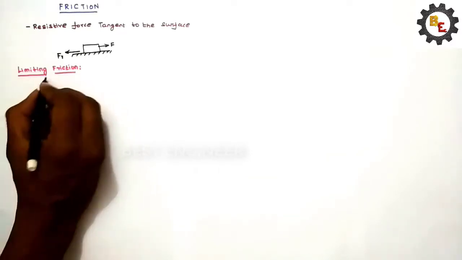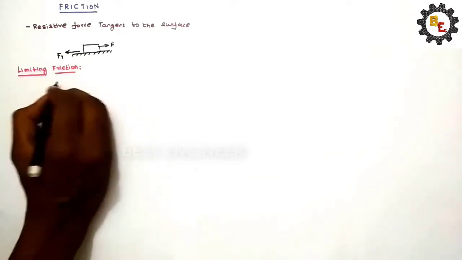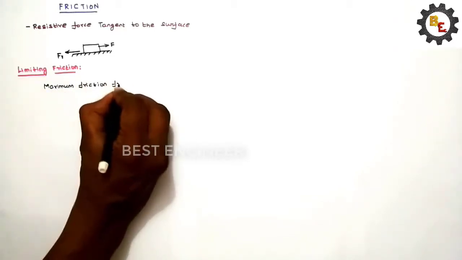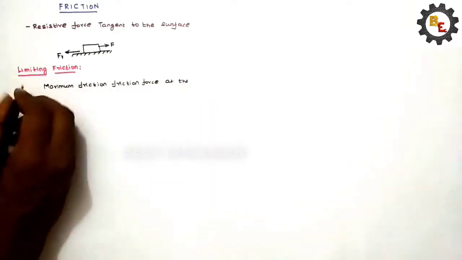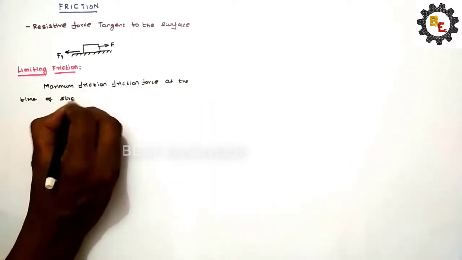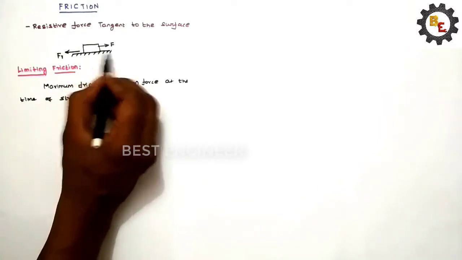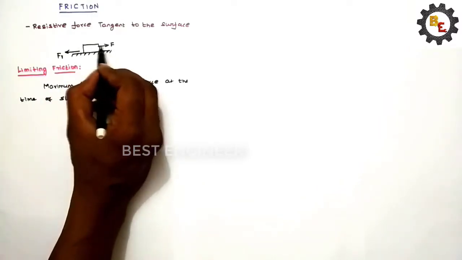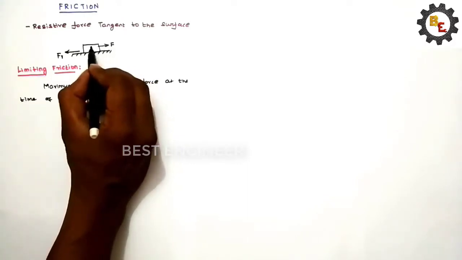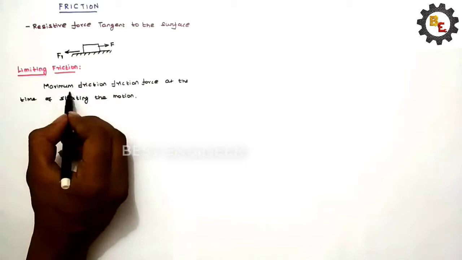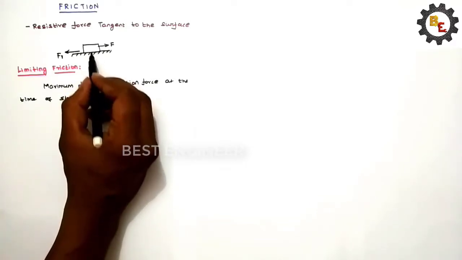Limiting friction. Limiting friction is the maximum friction force at the time of impending of motion. Maximum friction force at the time of starting the motion. Suppose this object is there over a surface, we are applying the force. Due to this force, the object starts moving. At the time, the maximum friction will be applied on this body. That friction is called limiting friction.